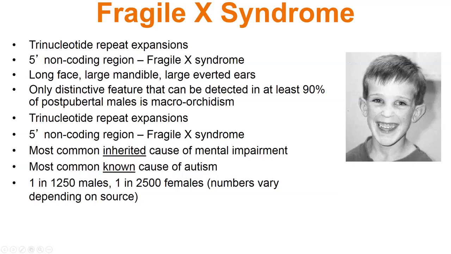But one of the things, we'll look at the incidence. Once again, you don't have to try to memorize the incidence, but that should jump out to you as being common. You get 1 in 1,250 males, 1 in 2,500 females. So you see it approximately twice as often in males as females. Okay? Let's think about that for a second.